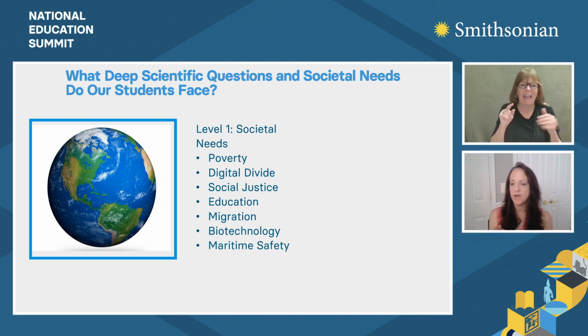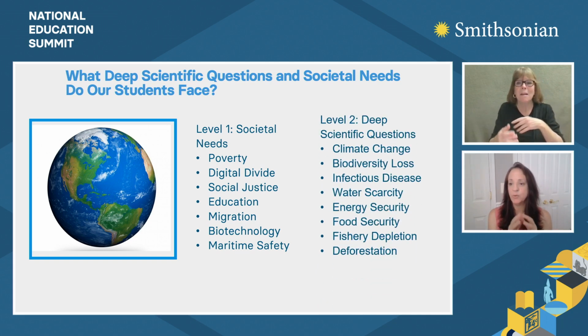So some of the ways that these are couched by the UN, the United Nations, and others who have looked at this very question, what deep scientific questions, societal needs do our students face? They've categorized them into two levels. The first are those societal needs. So for example, you see here, poverty, the digital divide, social justice, education, migration, maritime safety. In addition, we have deep scientific questions that we need to ask and that many of our students today are addressing. Some of you said this in the chat, climate change, biodiversity loss.